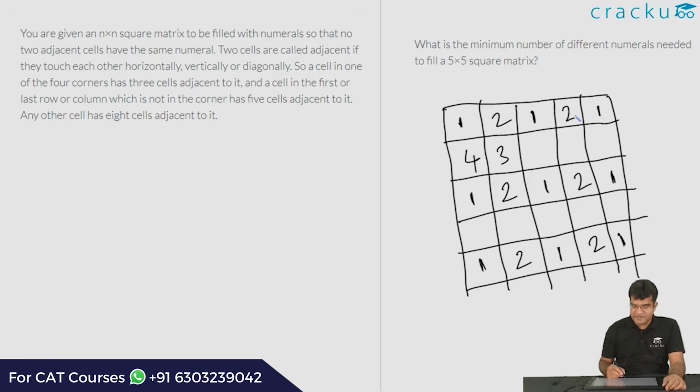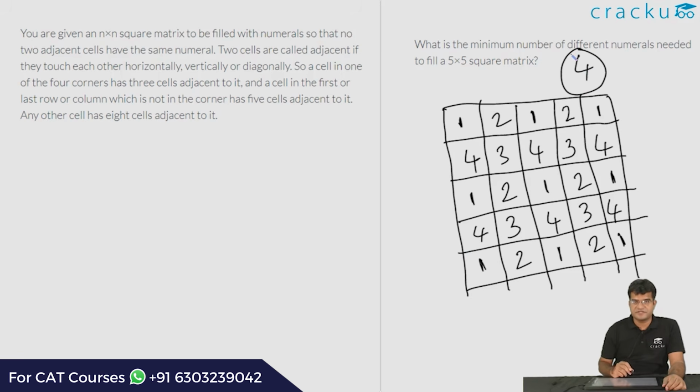Now we will do the same for 3. Because this is 3, this can't be 3 but this can be 3. Similarly this can be 3 and this can be 3. Now we will fill the matrix with 4. This can be 4 because 4 and 4 are not adjacent to each other. This can be 4, this can be 4, this can be 4 and this can be 4. So using these 4 numbers, 1, 2, 3, 4, we have managed to fill the entire 5 cross 5 matrix. So the minimum number of numerals needed is 4.